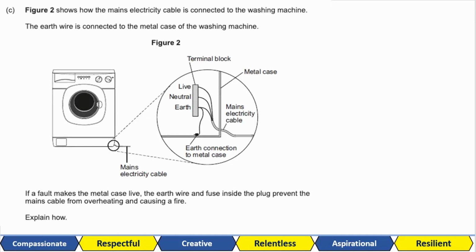Here's a different question. Figure 2 shows how the mains electricity cable is connected to a washing machine. The earth wire is connected to the metal casing of the washing machine. If a fault makes the metal case live, the earth wire and fuse inside the plug prevent the mains cable from overheating and causing a fire. Explain how. This is worth 2 marks.